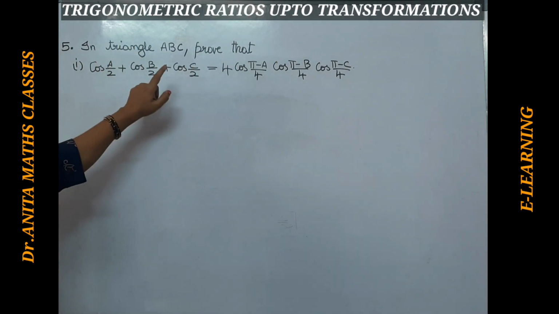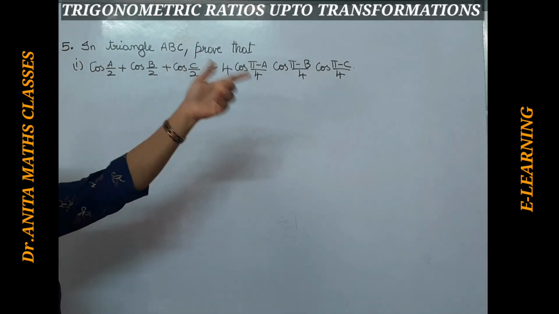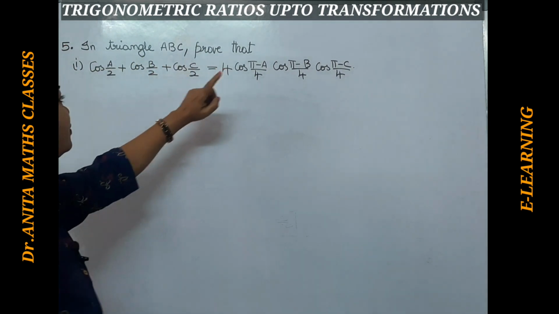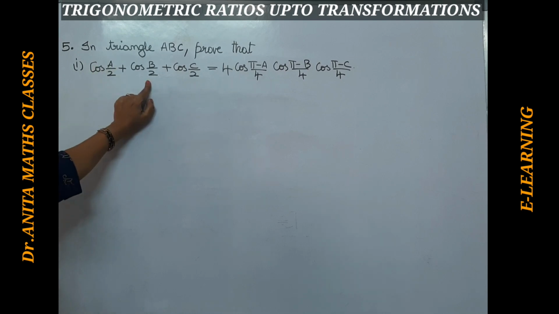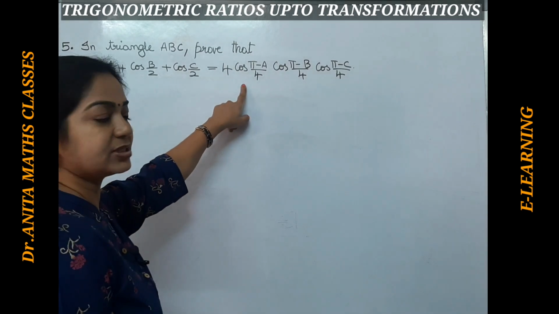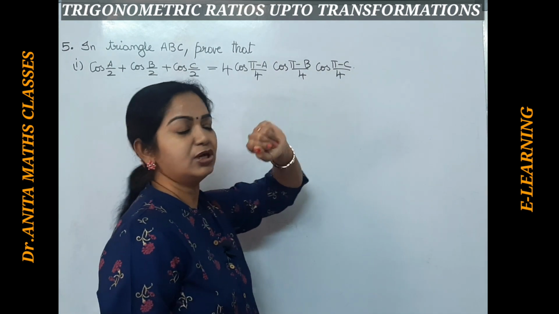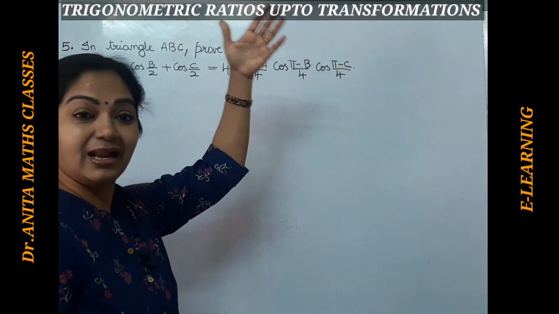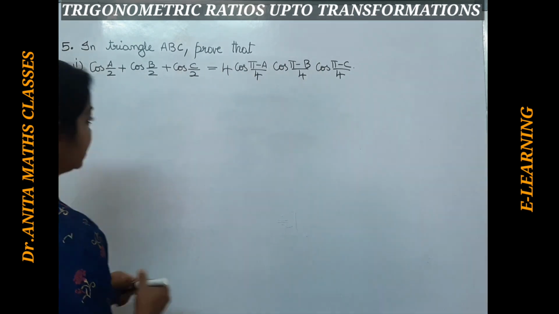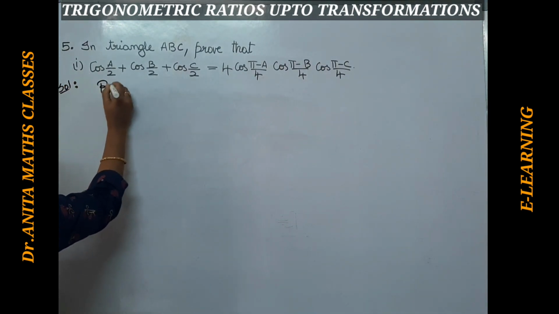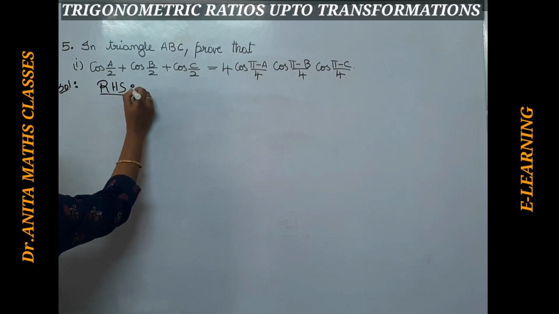Fifth one, in a triangle. So till fourth one I have dealt in the previous one. So the continuation is the fifth one. In a triangle ABC, prove that cos A/2 + cos B/2 + cos C/2 is equal to 4 cos (π−A)/4 cos (π−B)/4 cos (π−C)/4. So if you see the LHS and the RHS part, let us start here with the RHS part. Okay, here if you are starting with the RHS, so mention here RHS.